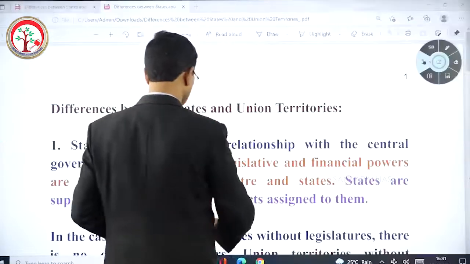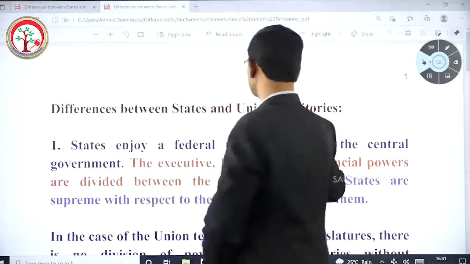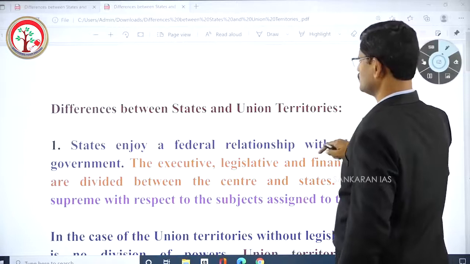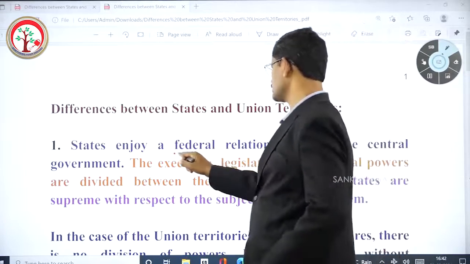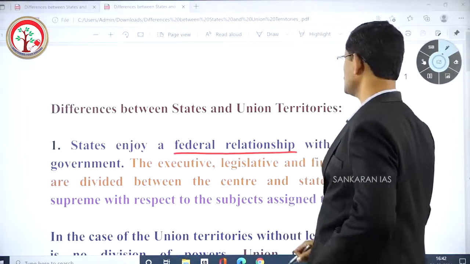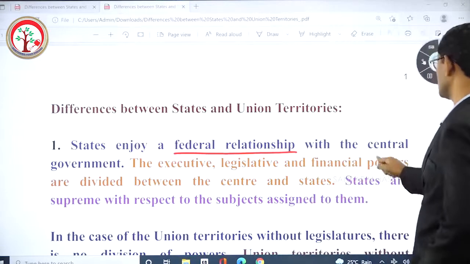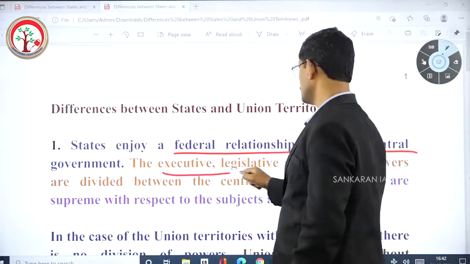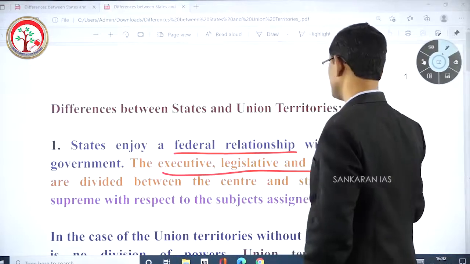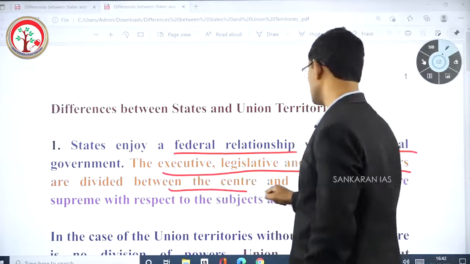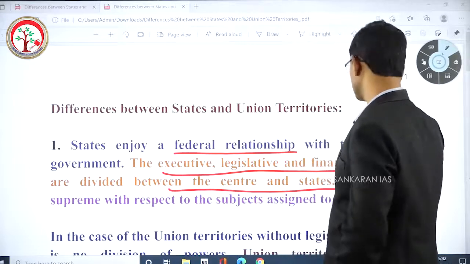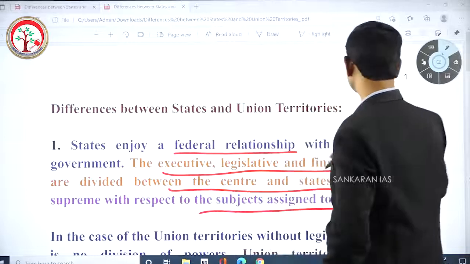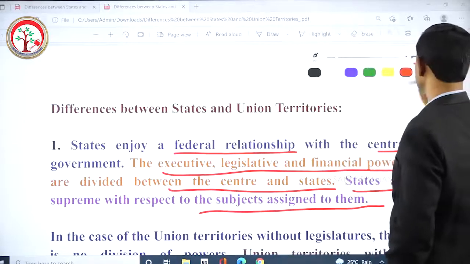In addition to this, as I told you, states enjoy a federal relationship with the central government, and here the executive powers, legislative powers and financial powers are divided between the center and the states. States are supreme with respect to the subjects assigned to them. So this is how the states are related to the central government.